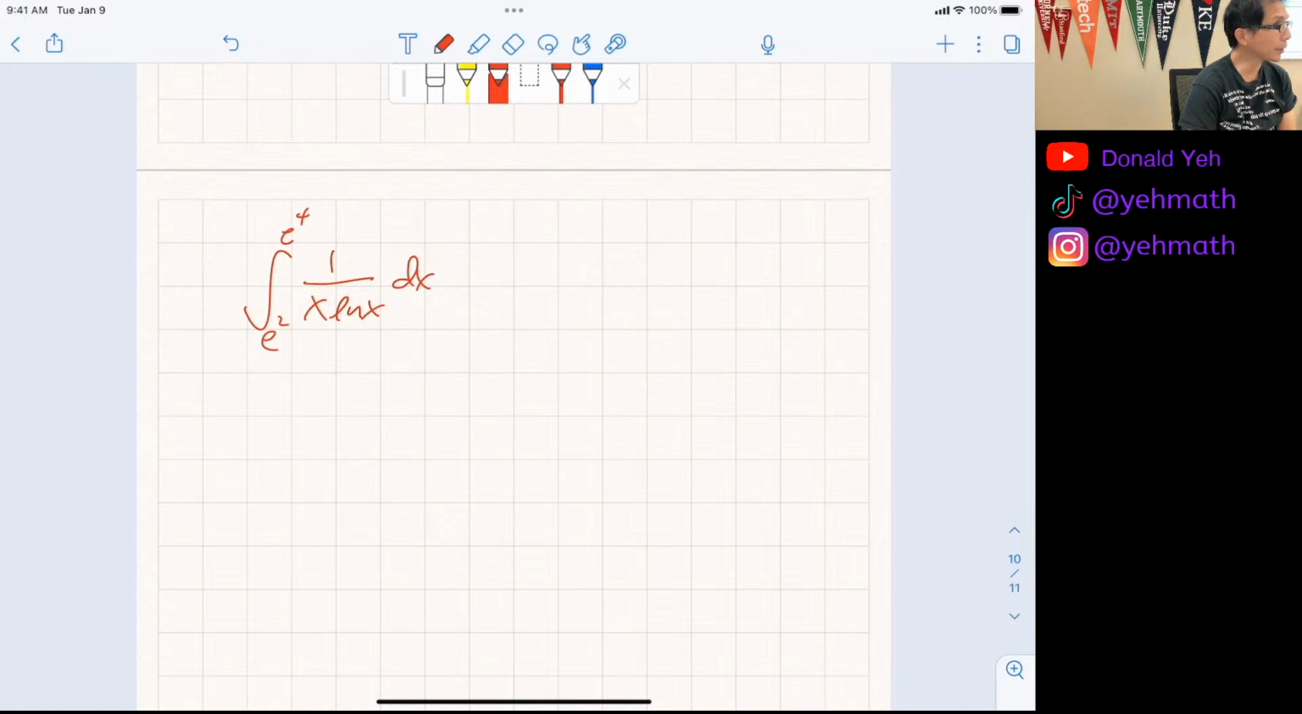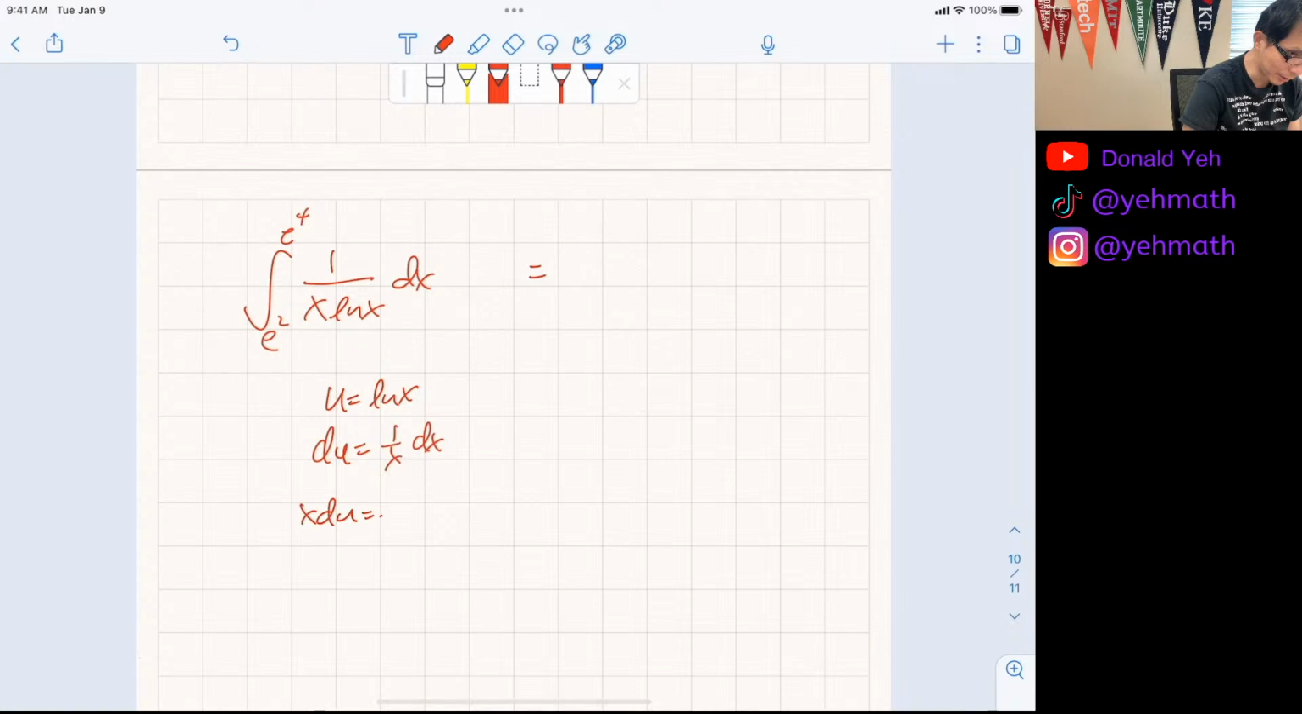What do you guys think u is here? Ln of x. Not x, ln of x. U equals ln of x. Why do I know that? Anticipate what's the next move, right? If you anticipate correctly, du equals 1 over x dx. And this is the part that Daniel is right. You can see that 1 over x dx right here. You can just directly replace it as du. And if you see that, it'd be great. But if you don't, you can always do this.